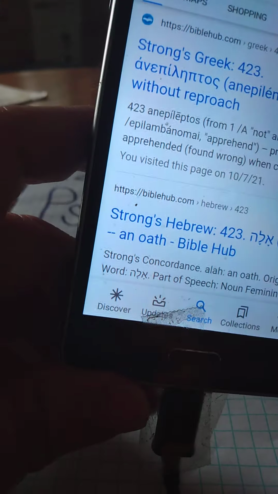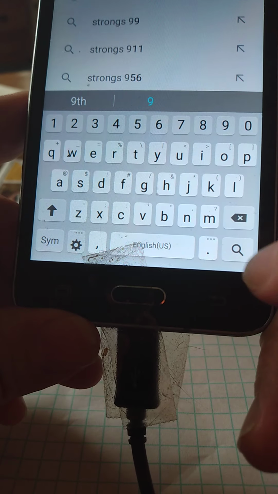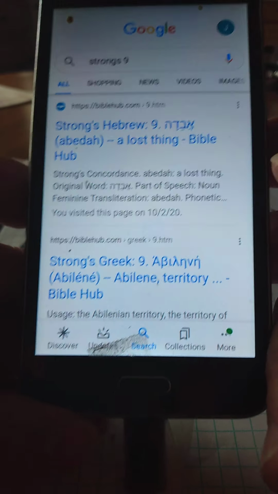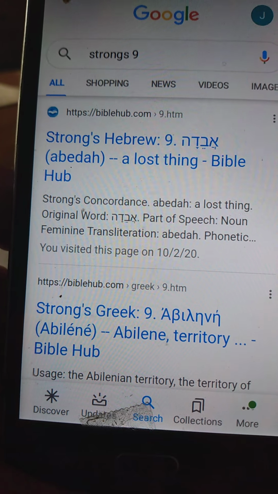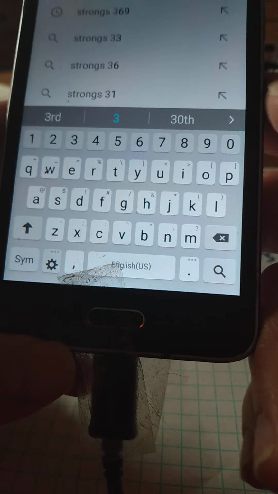9 letters. Let's look at Strong's 9. Because Strong's 9, I know what that is. It's a lost thing and a territory. Strong's 9 is a lost thing. Right there, a lost thing. It's a territory. Oh, I forgot 3, right? Let's look at Strong's 3.